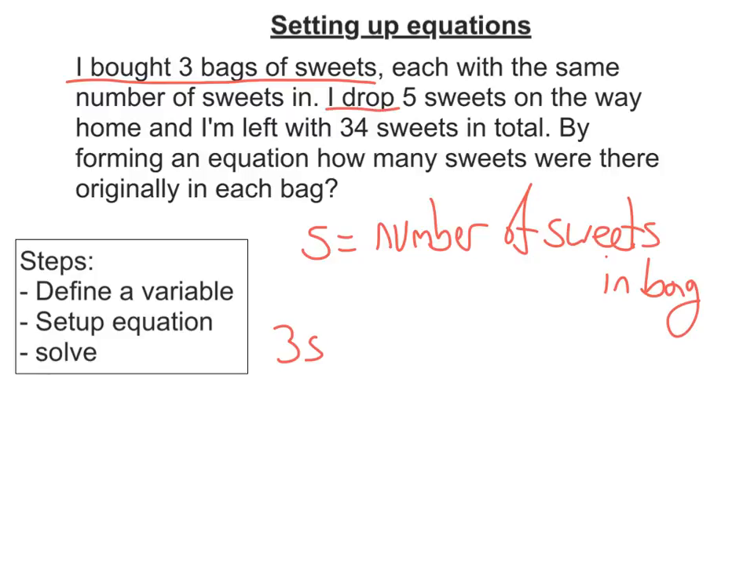On the way home I dropped 5 sweets, so I've got to take 5 away. And then when I get home, I realise I've got 34 sweets in total. So there's my equation. So now let's try to solve it.